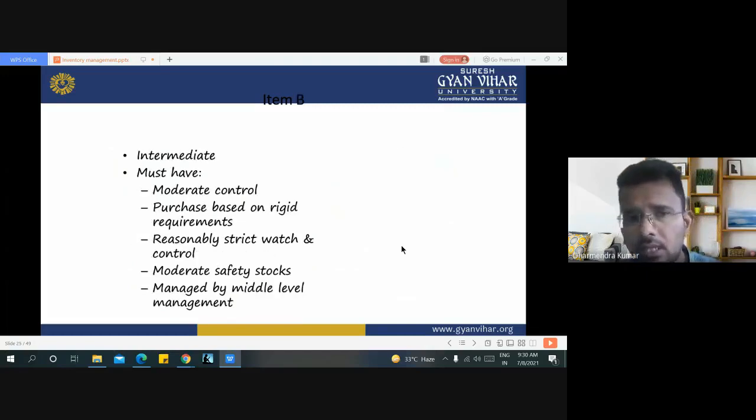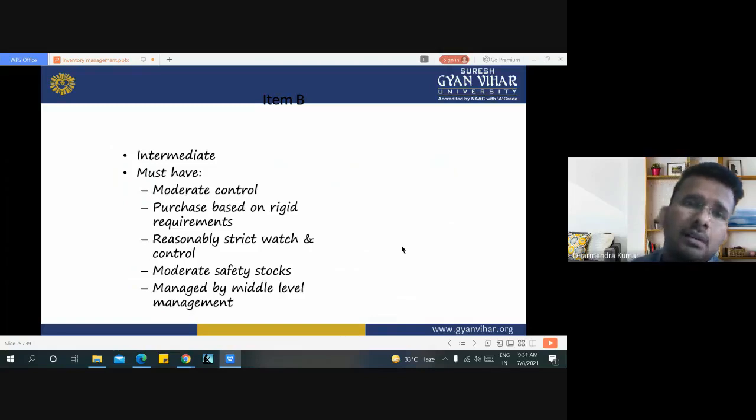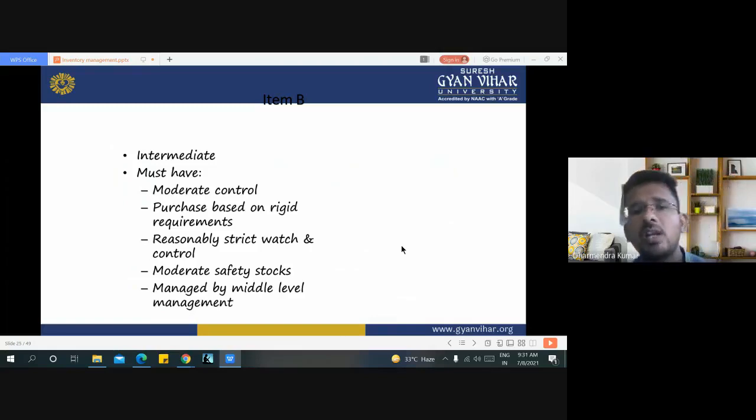Item B is intermediate in both aspects, like usage, and it carries moderate inventory cost. It must have the following properties: moderate control, purchase based on rigid requirements, a reasonably strict watch and control, moderate safety stocks, and management by middle level management. This is the overall categorization of item B.